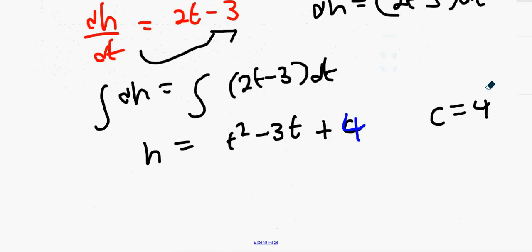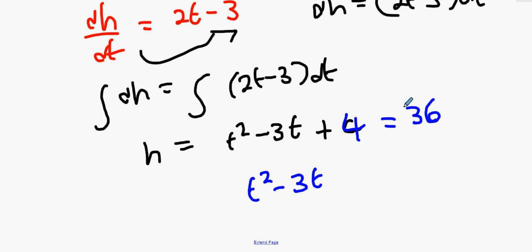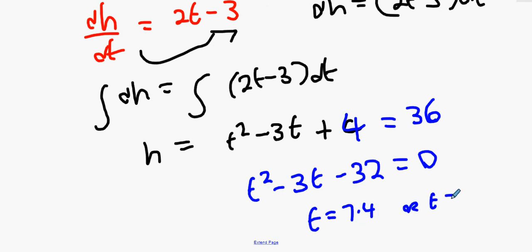No bother. H equals 36, bring it over to your side. t squared minus 3t, what's that, minus 32? Oh, they're going to make me do minus b, are they? Alright, I have the answers. Do the minus b formula and you get an answer of t equals 7.4, or t equals minus 4.4. Which one should we go for? Does anybody need me to do the minus b formula? Happy days.